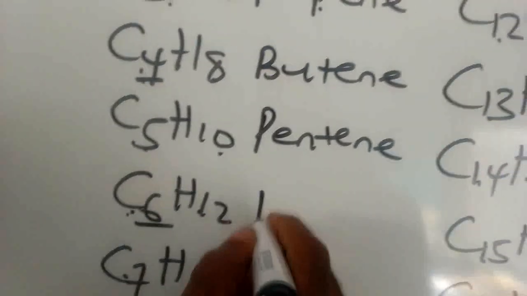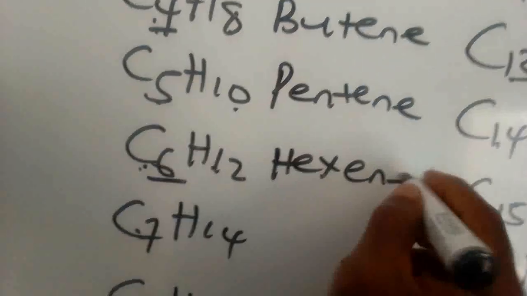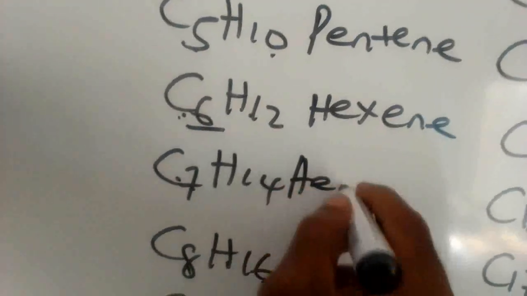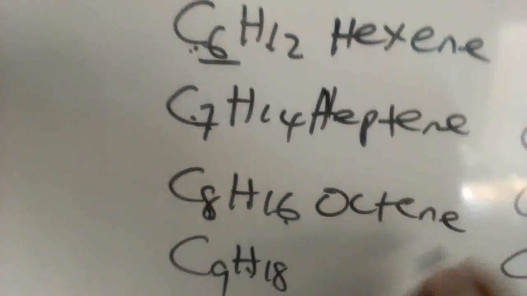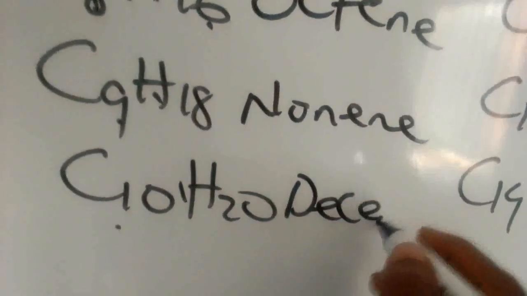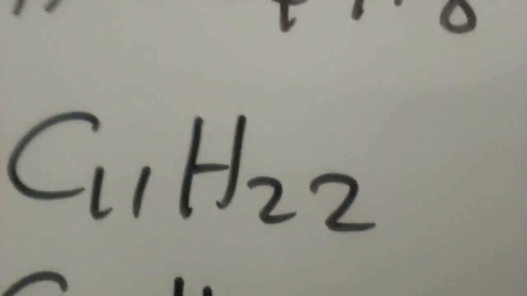Alkane that has 6 is called hexane. Alkane that has 7 is called heptane. This is called heptene. The alkane that has 8 carbons is called octane. This is called octene. The alkane that has 9 is called nonane. This is called nonene. The alkane that has 10 is called decane. This is called decene. The alkane that has 11 carbon atoms is called undecane.